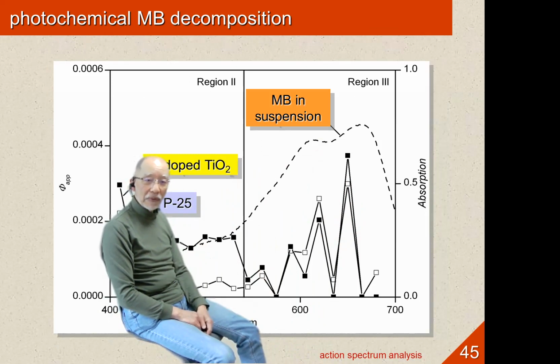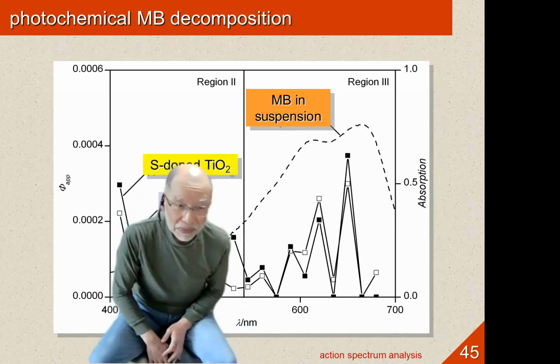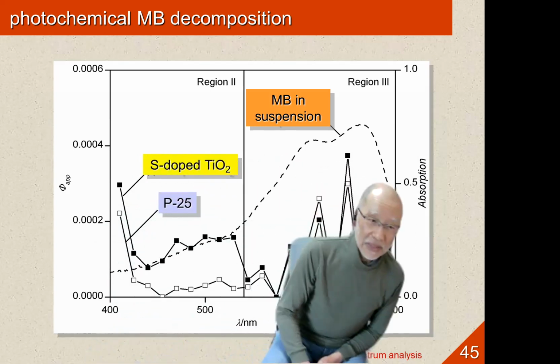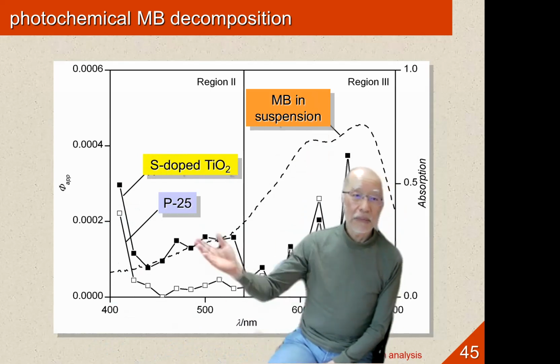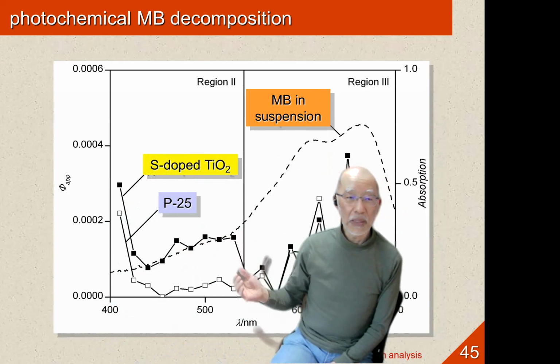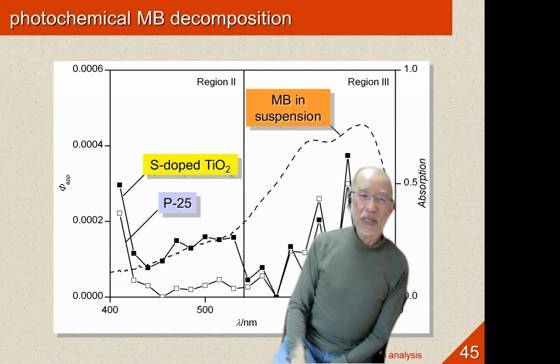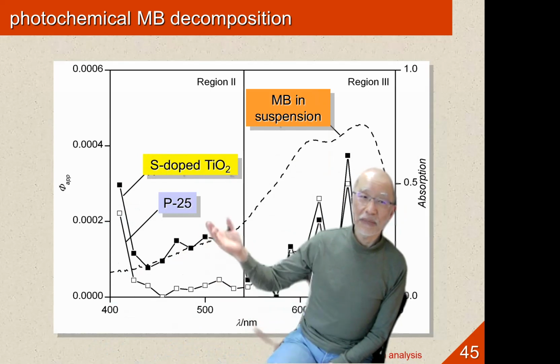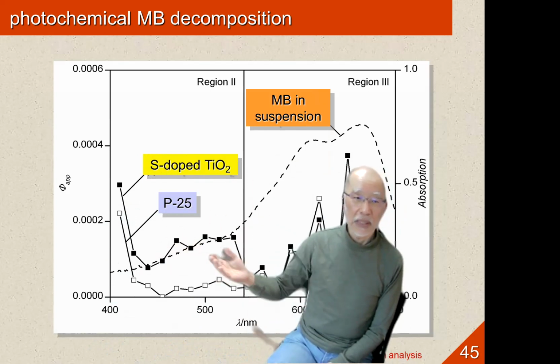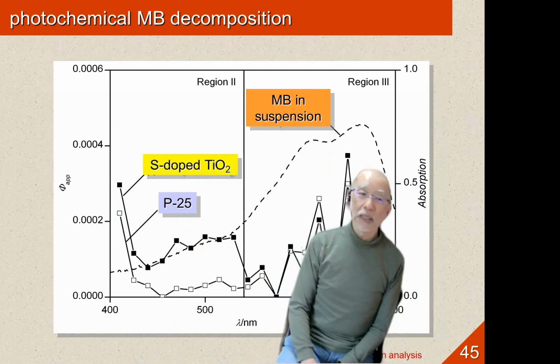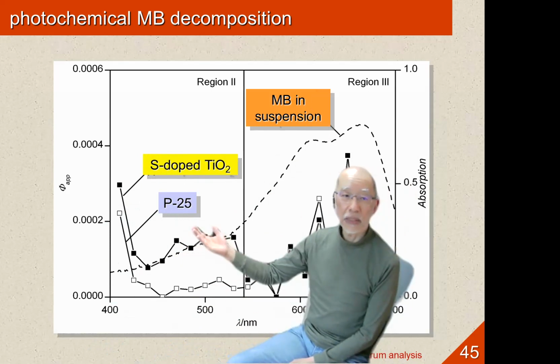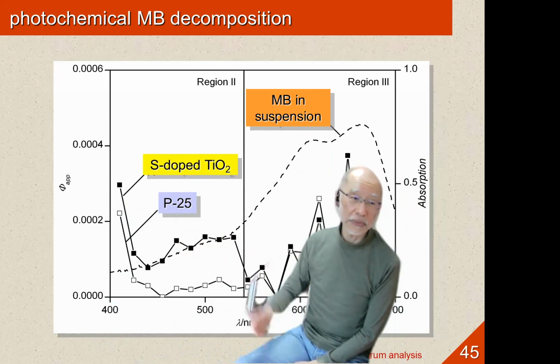So, an important point is that without titanium oxide, no such decrease in concentration of methylene blue is observed. So the blank test has been passed in all the cases. And for sulfur-doped titanium, here is some new peak in the action spectrum. But at the same time, the methylene blue in suspension has absorption in this region. So therefore, it is impossible to conclude the sulfur-doped titanium has visible light activity in this region.